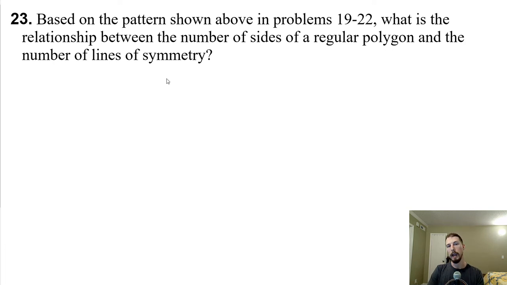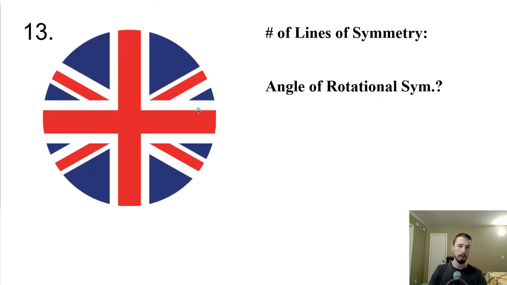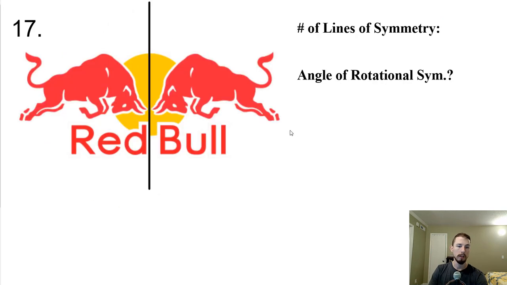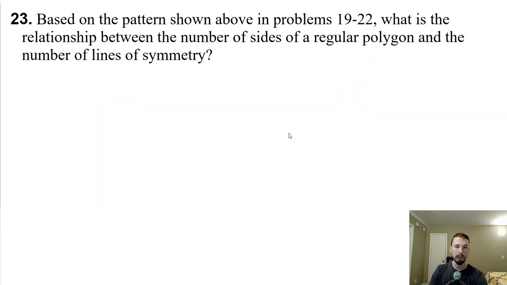So if we have a regular decagon, which has 10 sides, then it would have 10 lines of symmetry, which is very similar to what we saw with the British Petroleum logo here. Yeah, number 8. Because it had 18 points, it also will have 18 lines of symmetry, which is really cool. Same thing we saw with the Chrysler logo, because that was like a regular pentagon.